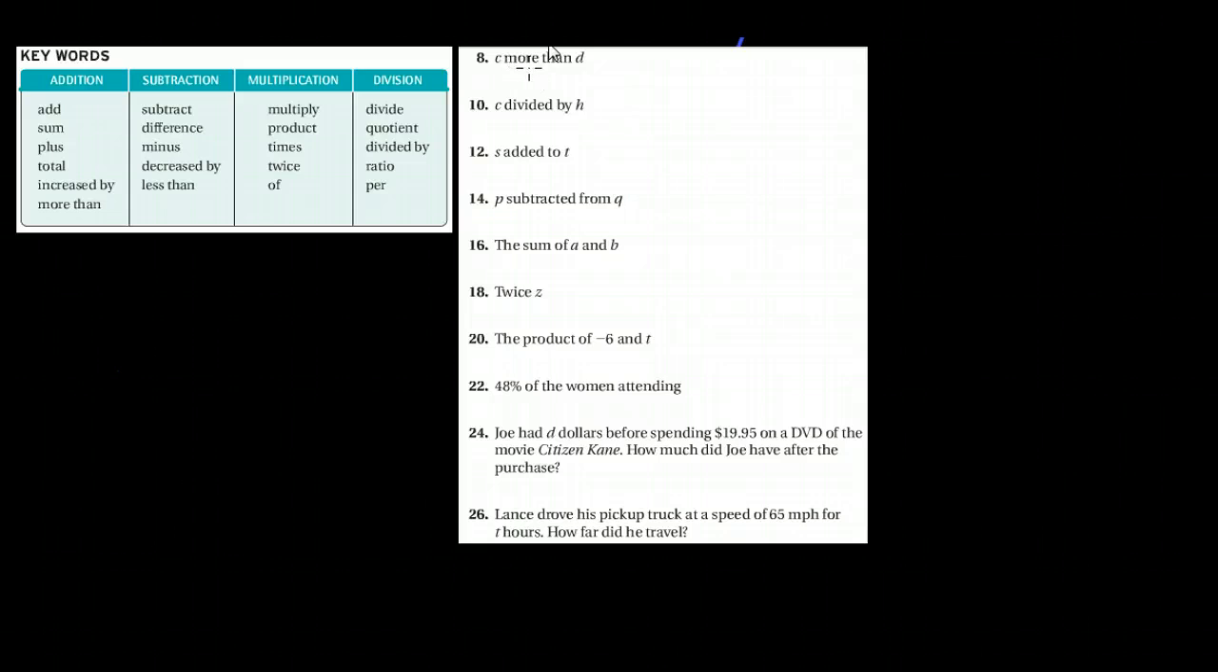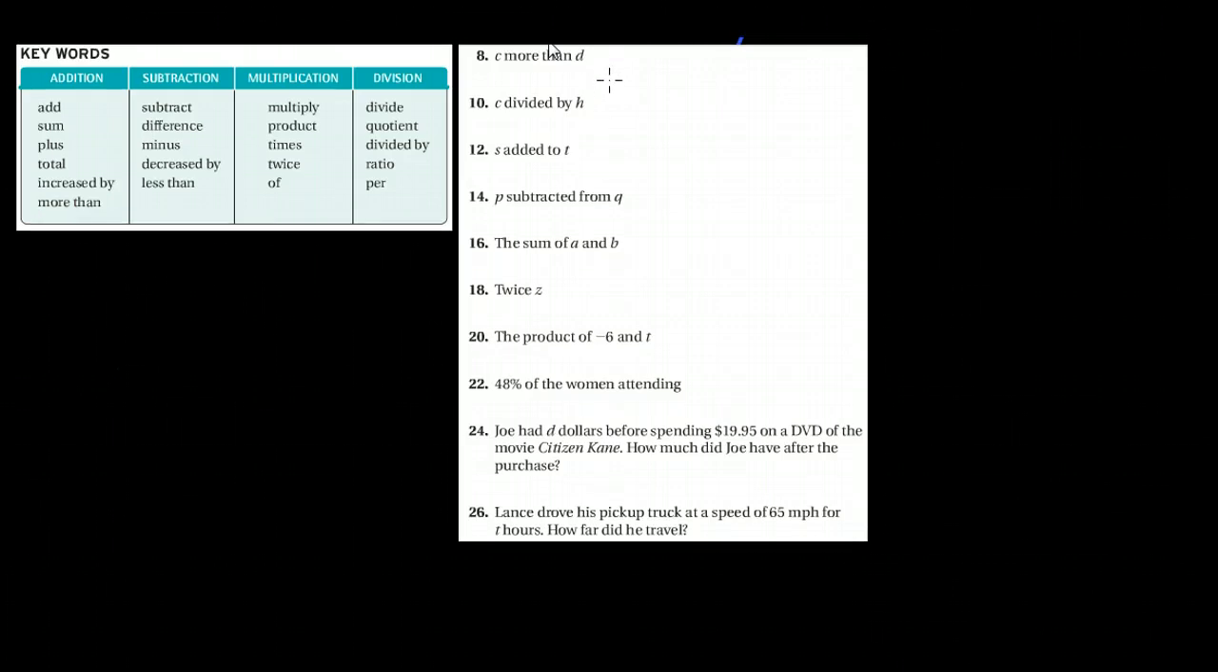This one says C more than D. So what it says is we start with an amount D and then we add, because more than means add, so we will add C to it, and that's our algebraic expression. This one says C divided by H. So if C is divided by H, then C goes on the top and H goes on the bottom. That's C divided by H.